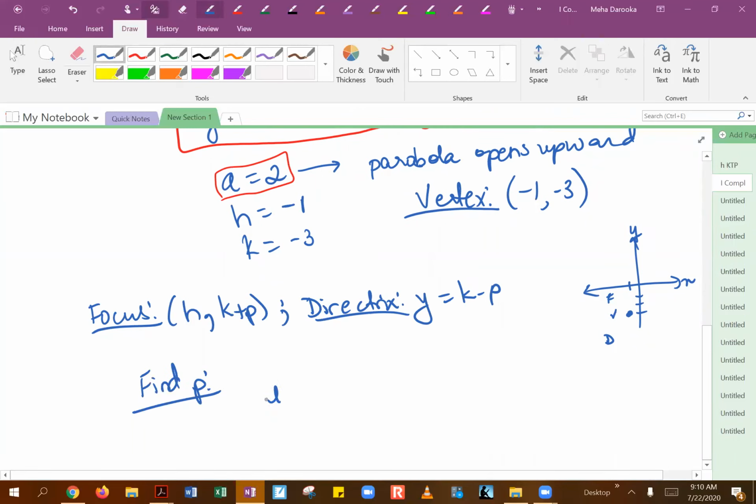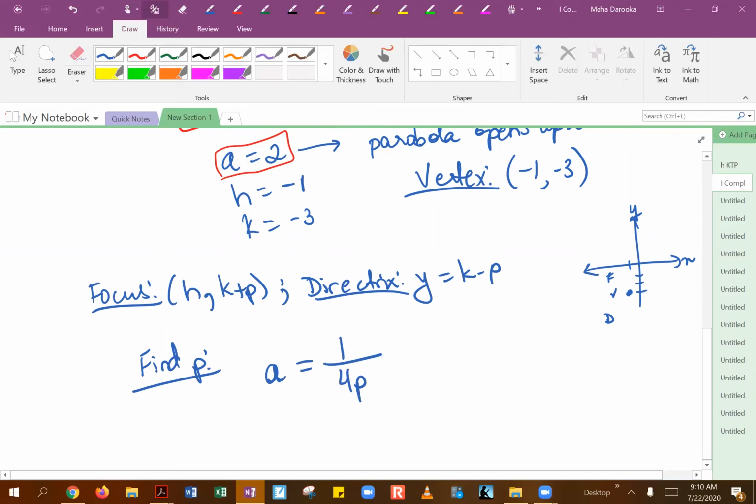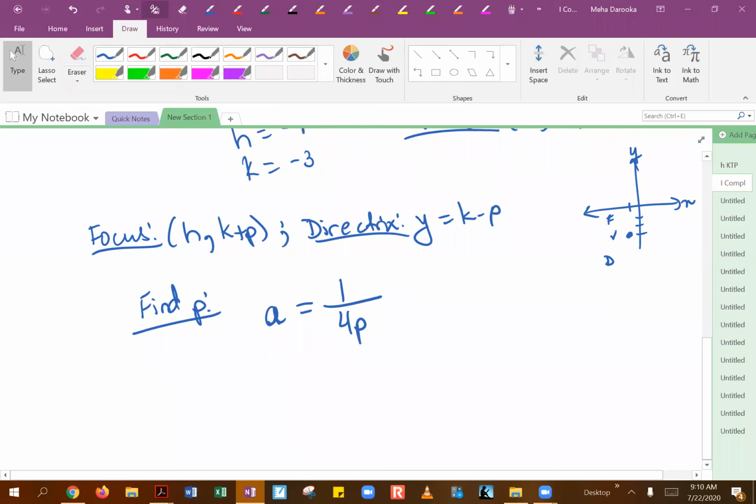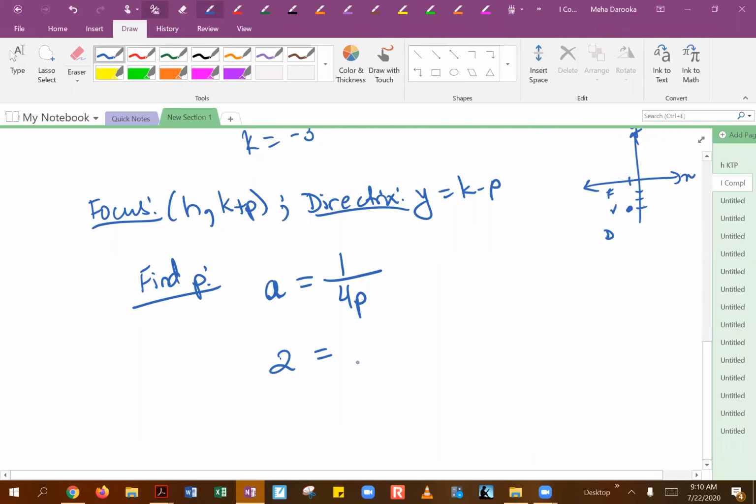So remember, the relationship is a = 1 divided by 4p, and we know our a is 2, so this will be 2 = 1 divided by 4p. So can you work backwards and tell me what the p value will come out to be in this case?